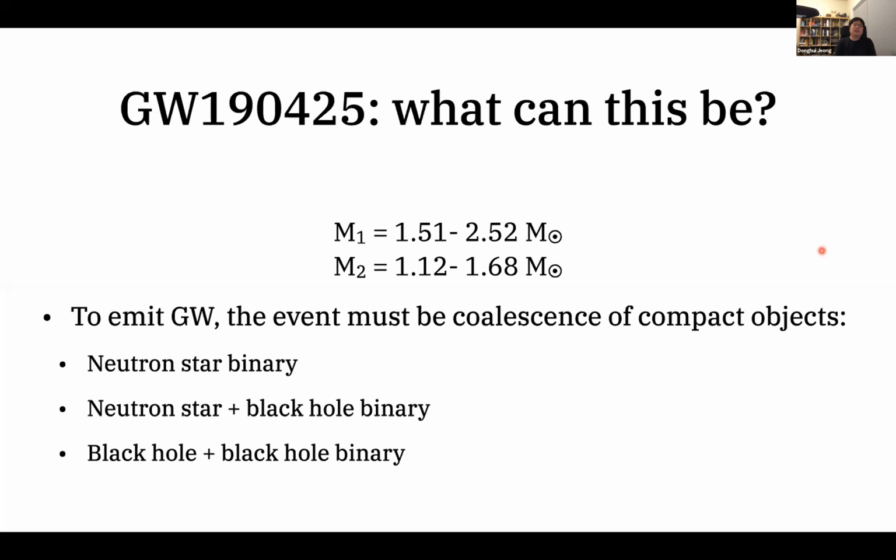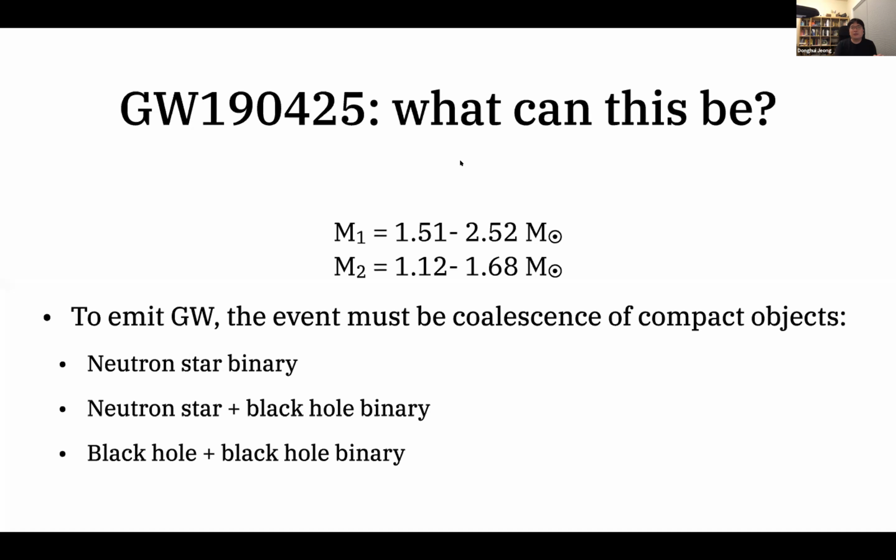GW190425, in terms of component mass, must have M1 between 1.5 and 2.5 solar masses and M2 between 1.12 and 1.68 solar masses. And to be able to generate the gravitational wave signal, this must be a coalescence of compact objects. So that limits the list of possible scenarios to three: a neutron star binary, a neutron star black hole binary, or a black hole binary.